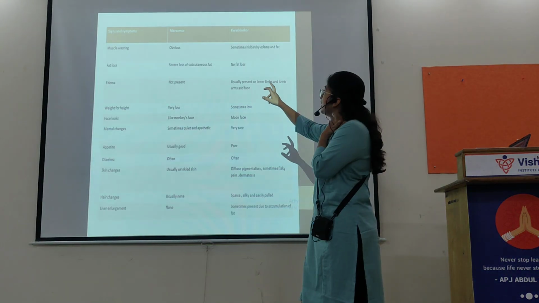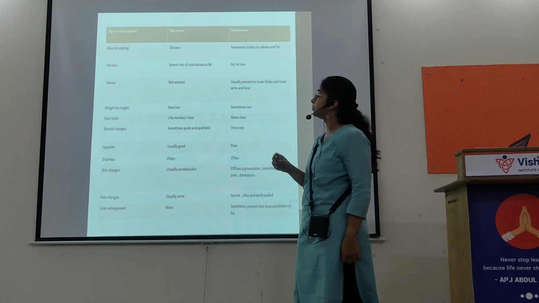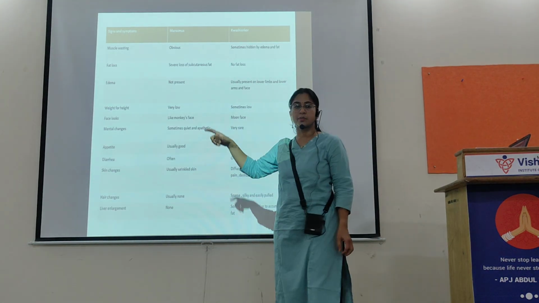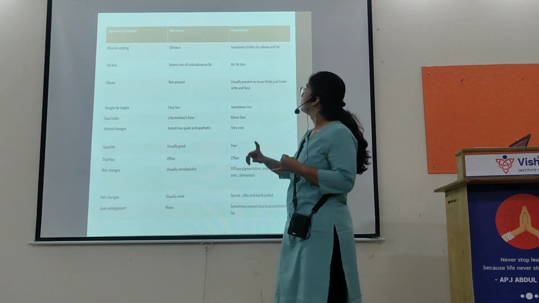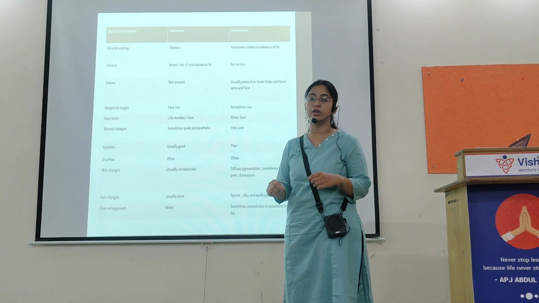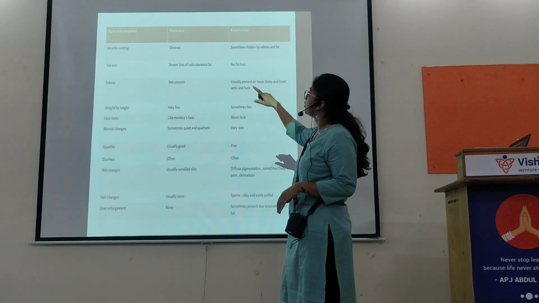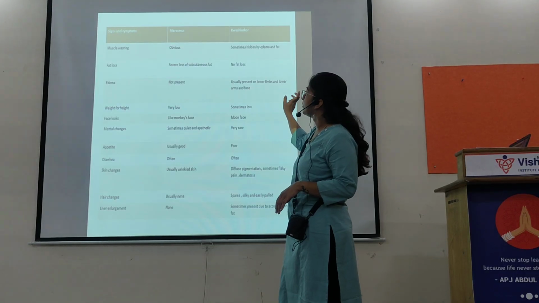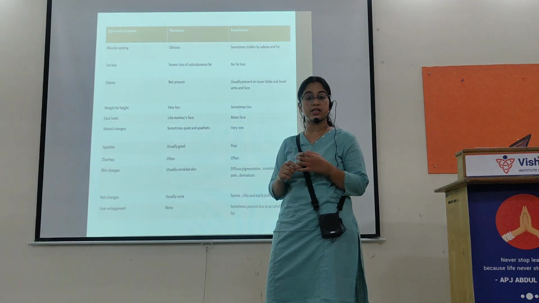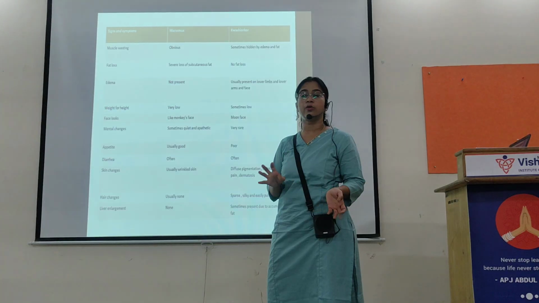First, muscle wasting. In marasmus there is obvious muscle wasting, and in Kwashiorkor it is sometimes hidden by the edema or the fat. In marasmus fat loss is also there, but in Kwashiorkor there is edema, that is accumulation of water over the joints or other parts of the body. So muscle wasting is hidden by the edema and fat. In marasmus there is severe subcutaneous fat loss, while in Kwashiorkor there is no fat loss.